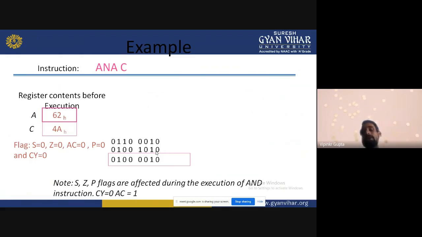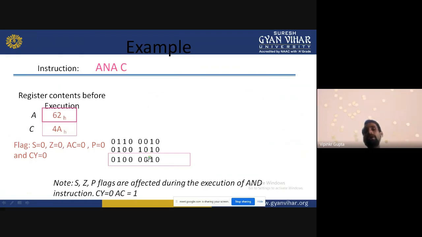How we will do the AND operation? What is the truth table of AND gate? First we will discuss. When both the inputs are 0, or any one of the input is 0, then the result is 0. When both the inputs are high state, only then output will be 1. So here both the inputs are 0. So what you got? 0. When both the inputs are 1, then result is 1.